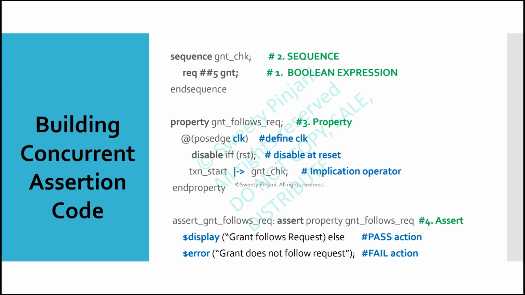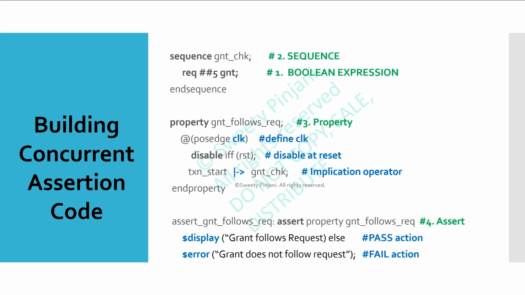These are the two building blocks. First is the Boolean expression and the sequence. The next thing is property. That is the third building block. The property consists of sequences, and as I said, it can consist of the implication operator.